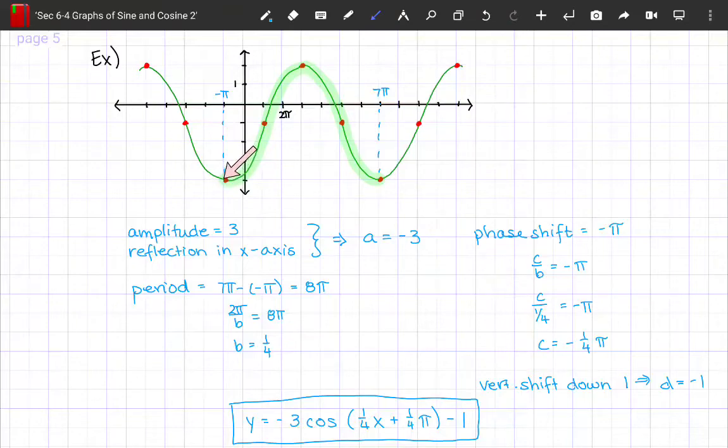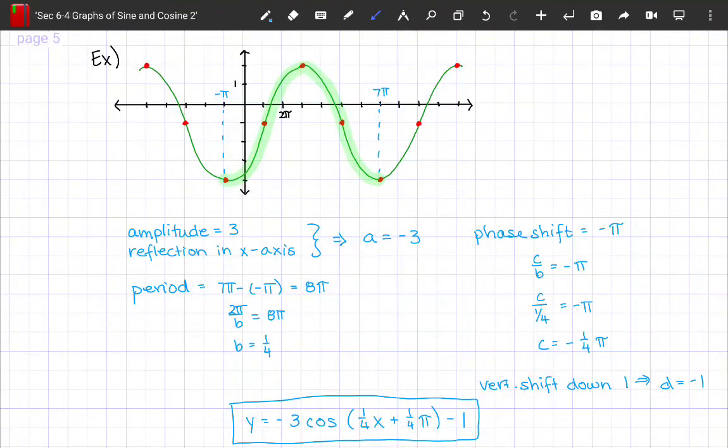Now looking at my period, this time it starts at -pi and it ends at 7 pi. So the distance is 8 pi. So for one period, that's actually the same thing we got above, which makes sense. It doesn't matter where you start, the period should be the same. It's still going to take 8 pi units to complete one cycle. So again, 2 pi over b is always the period. Solve for b, you get 1/4.